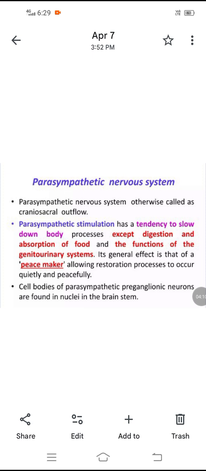So parasympathetic nervous system is also known as craniosacral outflow. So parasympathetic nervous system is known as peacemaker. So cell bodies of parasympathetic preganglionic neurons are found in the nuclei in the brainstem.